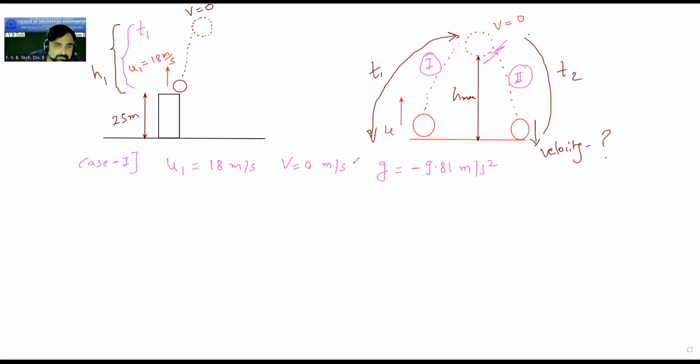Okay. So now, if I use the formula, suppose V1, this is our V1. V1 is equal to U1 minus g t1. Okay. So V1 is your final velocity. It is 0, which is equal to U1, the initial velocity, 18, minus g, which is 9.81, and t1 is as it is t1.